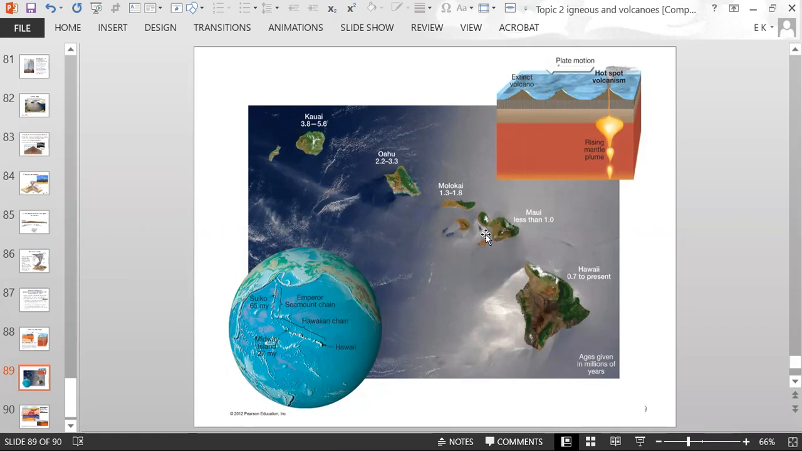And then you have this island, which is less than 1 million years old. This island is 1.3 to 1.8. This is 2.2 to 3.3. And this island is 3.8 to 5.6 million years old. Okay, so these are the older islands. They are no longer over the hot spot, so they're no longer erupting. This is still over the hot spot, so you still have eruptions.